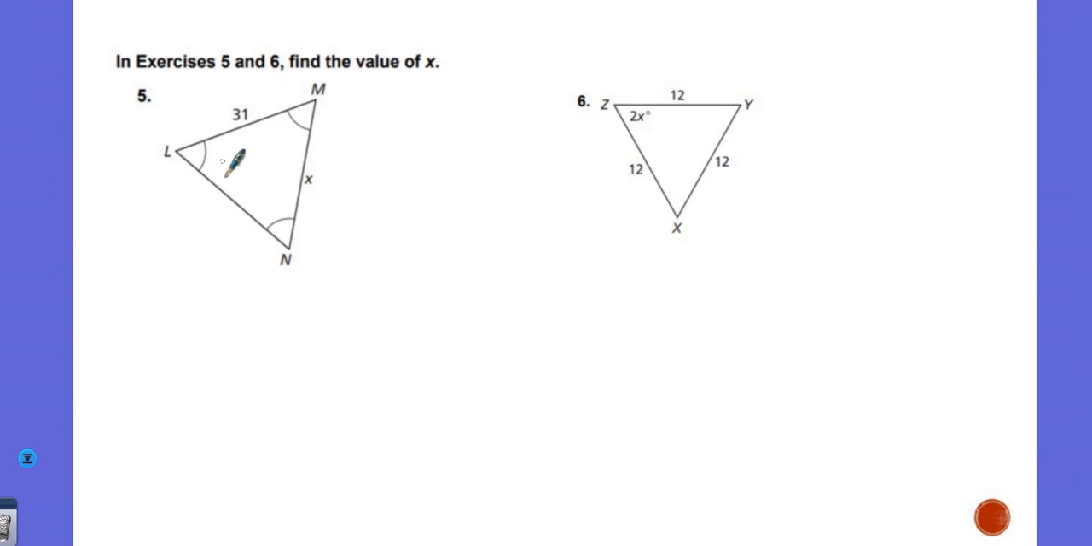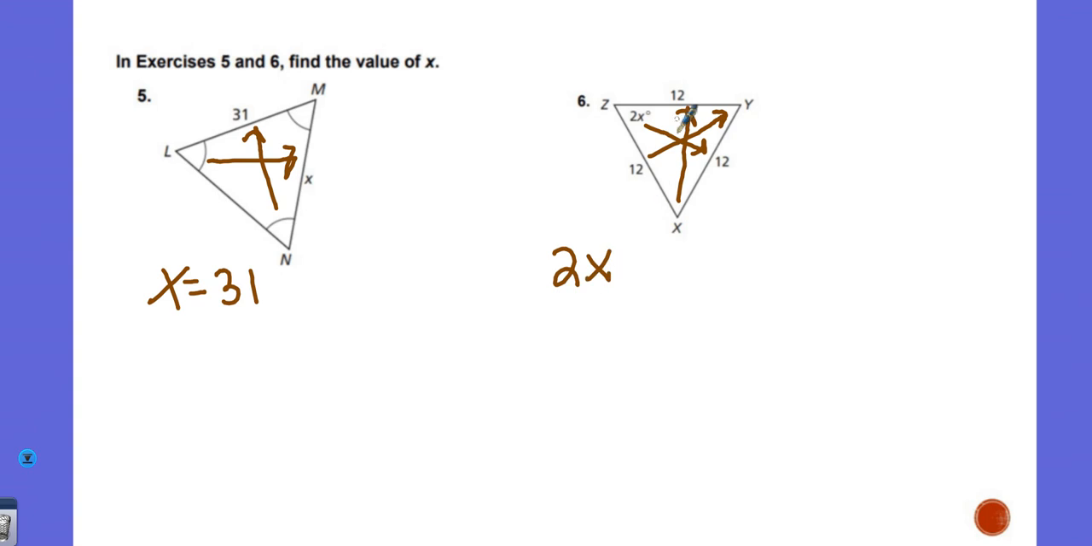So here, if we look at this, if this angle and this angle are the same, then the length of these two sides should also be the same. So x equals 31. If you look here, this angle matches this side, this angle matches that side, and this angle matches that side. So if all of these side measures are the same, that means the measure of all of those angles should be the same.